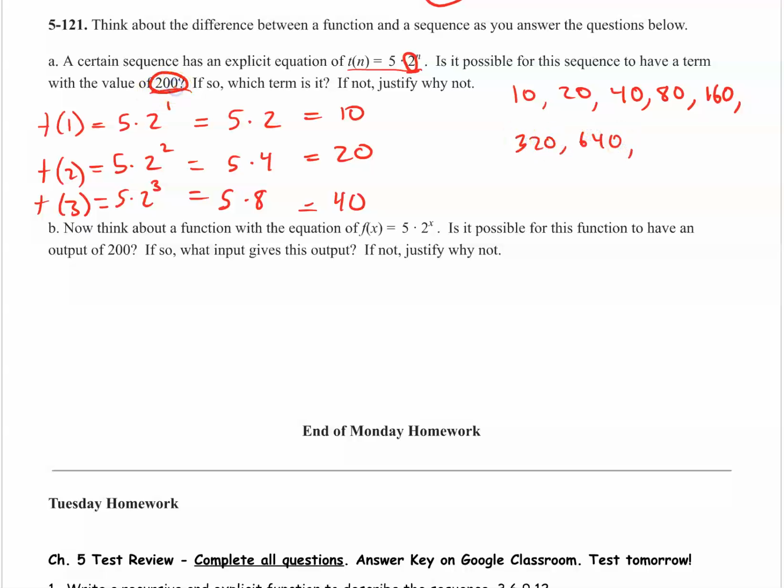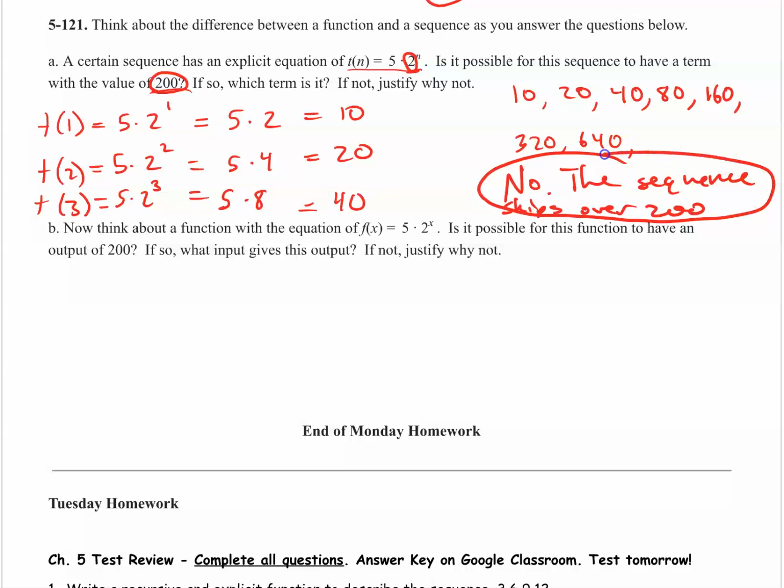Was there a term that had a value of 200? No. The sequence skips over 200. And it says justify why not. And here's your justification. You drew out all the terms and the sequence skips over 200. So make sure you show your work on that. It's important. How about B?